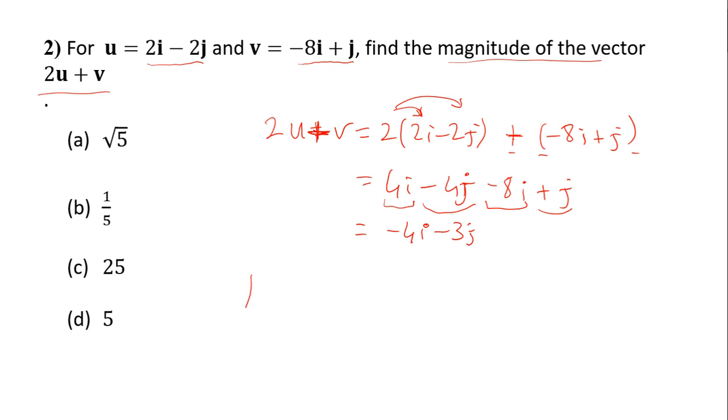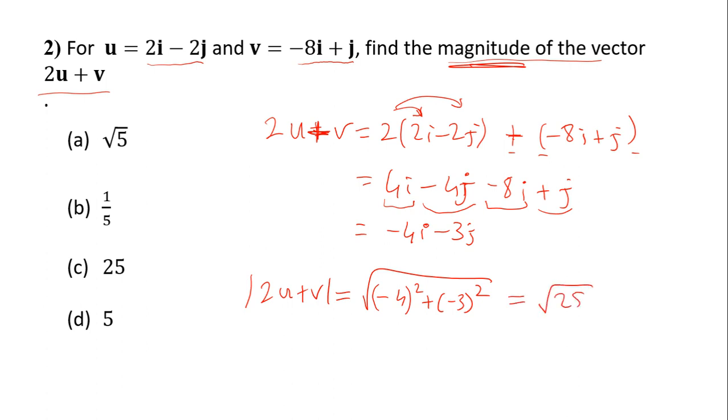So what is the magnitude? Magnitude is the square root of the square of the first one and the square of the second one, the y component. So it will be square root of 25, which is 5.